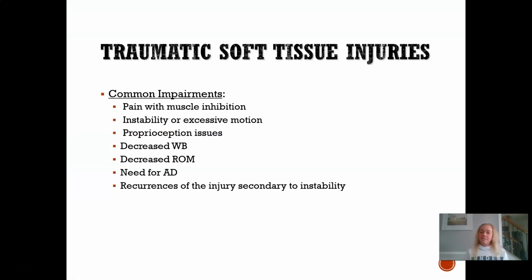So following a tissue injury, ligamentous injury, ankle sprain, you'll see some pain. You'll see muscle inhibition or muscle guarding at the ankle, instability or excessive motion at the ankle eventually, proprioceptive issues. Again, remember our ankle strategy is our first balance strategy. And so if those ligaments are disrupted, we've sort of impaired now our first balance strategy. The person will present with decreased weight bearing, decreased range of motion. They may need an assistive device to get around for a period of time. And again, they are probably more likely to have this injury again because of the instability that is now present at the ankle.